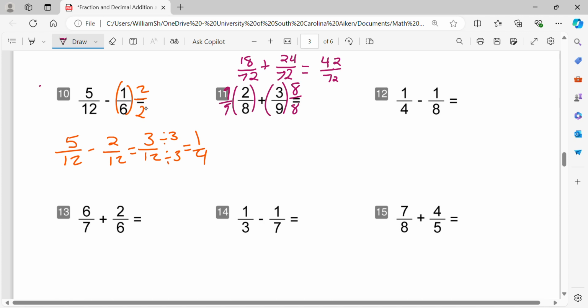Let's see. What goes into both of those? Okay. I know 2 goes into both of them. I think 6 goes into both as well. Let's try 6. How many times does 6 go into 42? 6 goes into 42 8 times. Nope.